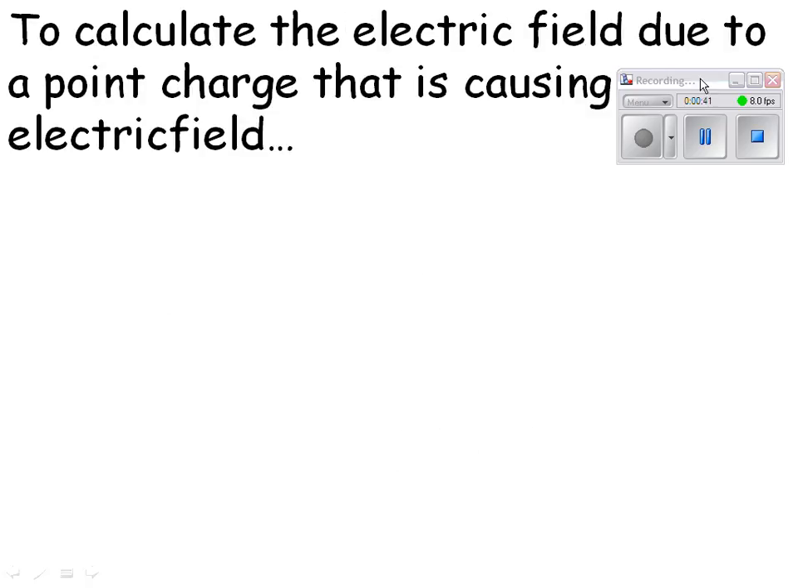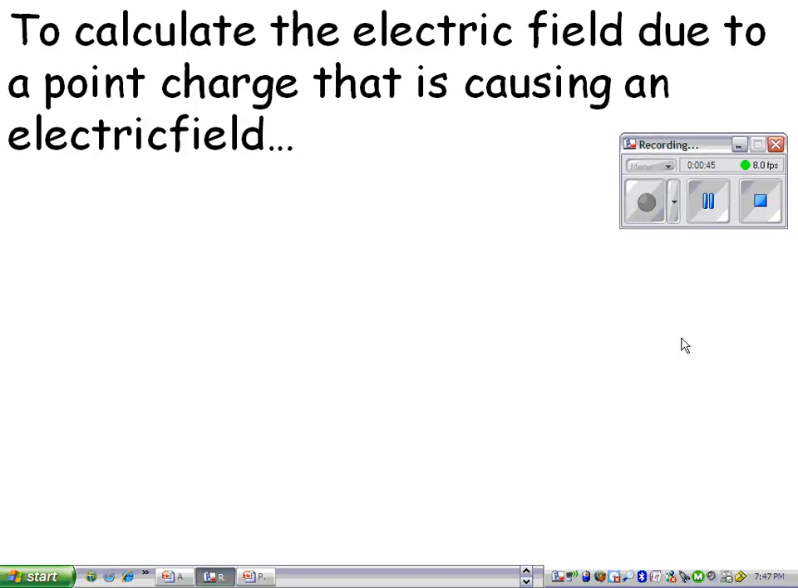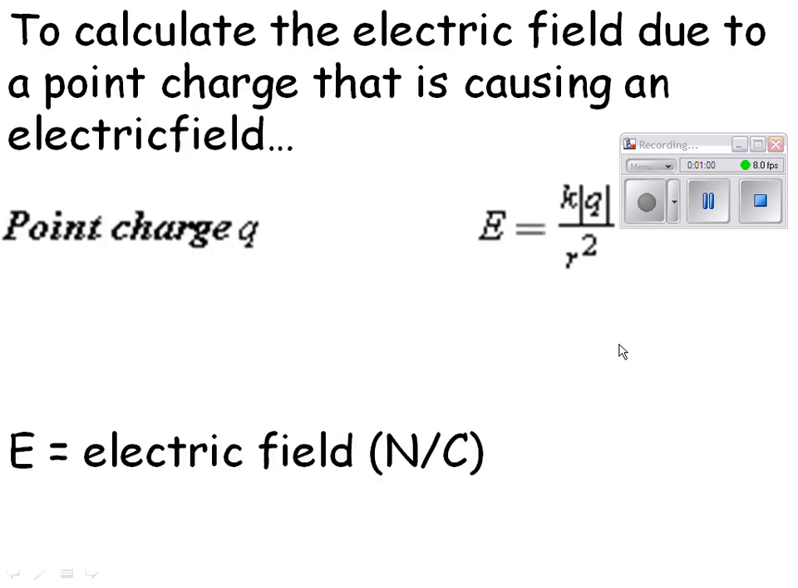To calculate the electric field due to a point charge that is causing an electric field, this is a different situation because the charge is actually causing the field. In the previous equation, the charge was in the field. Here, we have a charge causing the field. And so that equation is E equals KQ over R squared.